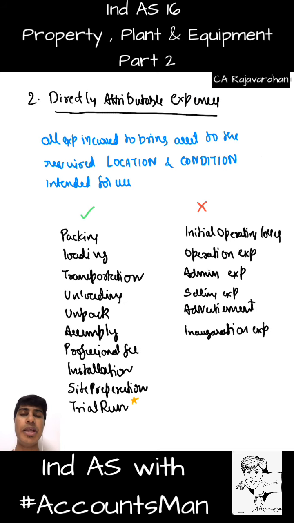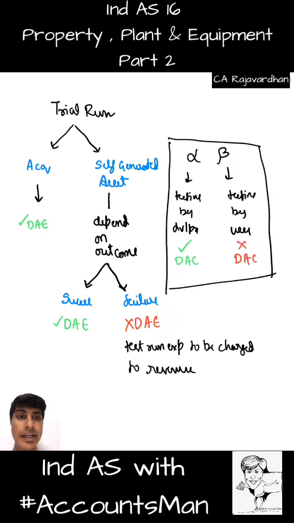Okay, with respect to directly attributable expense, any expense incurred till the time the asset is ready for its intended use is included in the directly attributable expenses. If not, no. To put it very clearly, till the trial run, part of DAE; after trial run, not part of DAE. Trial run, very important discussion. If it is an acquired asset, DAE is included. If it is a self-generated asset, it is part of DAE only if the test is successful. If the test is a failure, it is not part of our DAE.